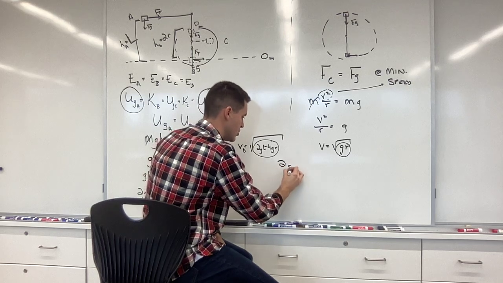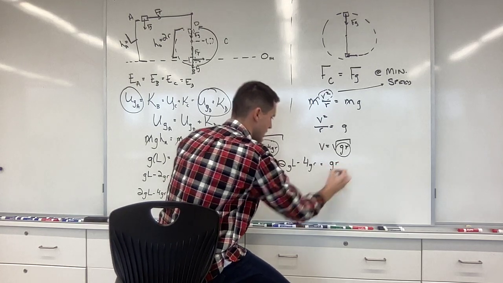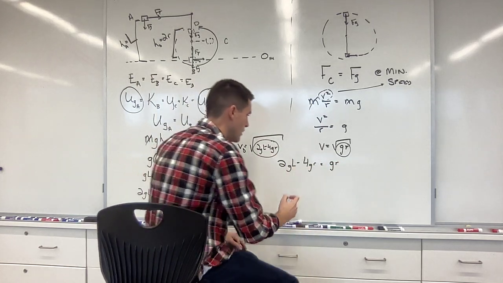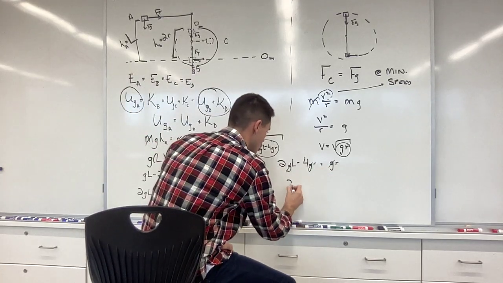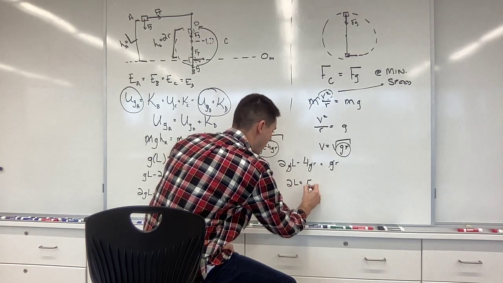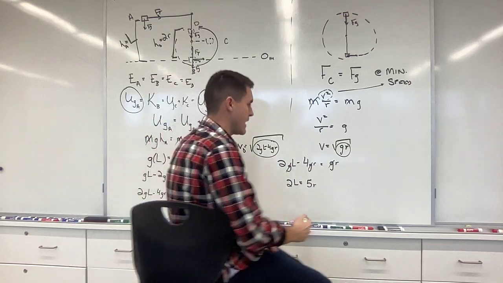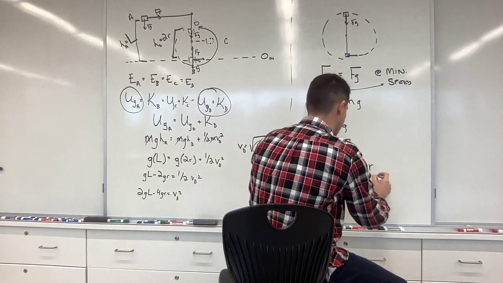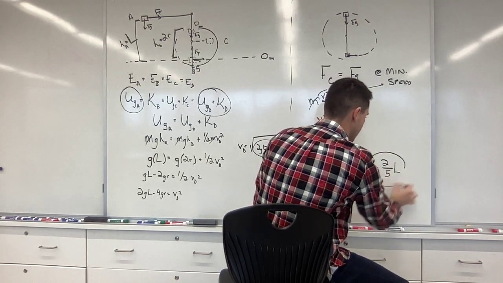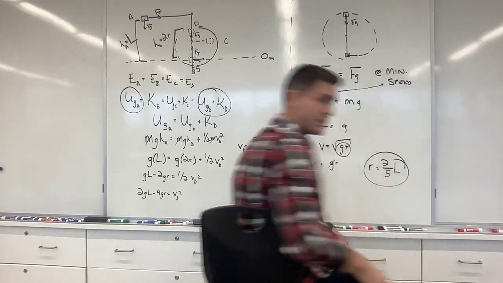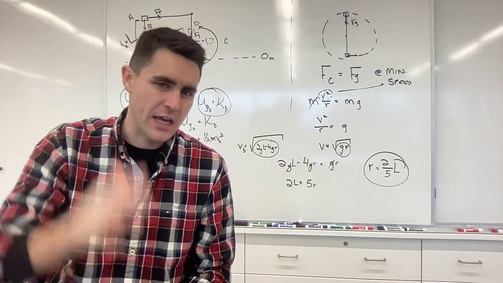So I get 2GL minus 4GR is equal to G times R. Or, rewritten, I can cross out all of these G's now because the G's are in every term. I get 2L is equal to 5R, 5 because I add the 4R over. And finally, what I end up with is that this radius, that peg, needs to be located at a distance of 2/5 L. Whatever L is, 2/5 of that is where this peg needs to be located from the bottom up.